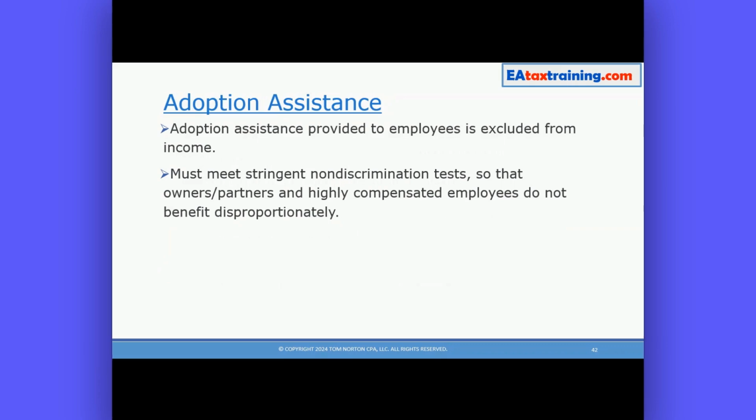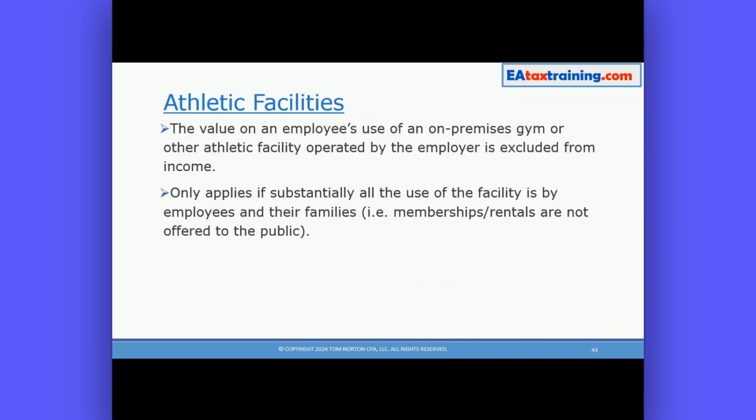Adoption assistance provided to employees is excluded from income. However, it has to meet very stringent non-discrimination tests. In other words, this can't be adoption assistance that's only given to the owners or to the C-suite. It has to be available to all employees, but it is excluded from the employee's income as long as it meets these requirements.